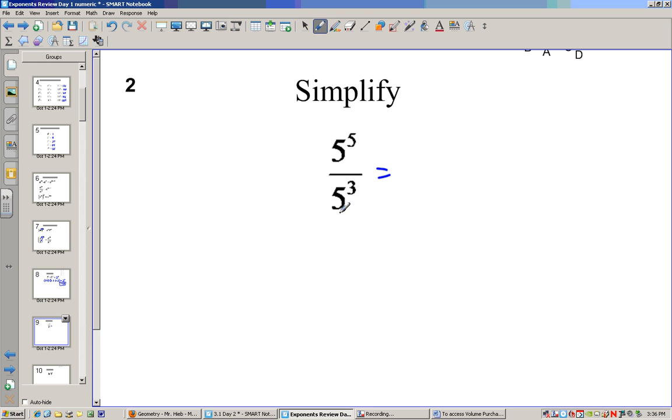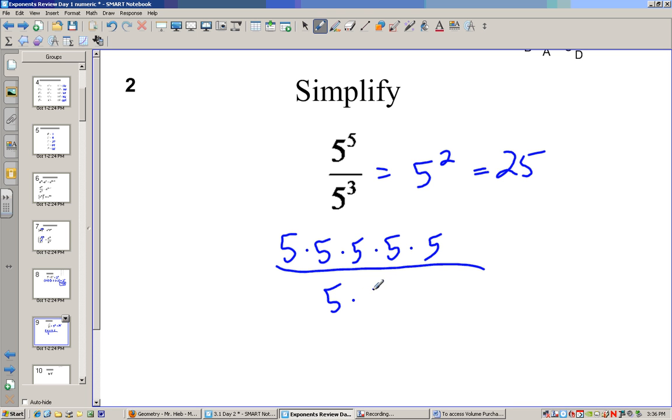5 to the 5th over 5 to the 3rd. From our formula, we're going to take 5 to the 5 minus 3, which is 2, or get 25. And to think about this, if you forget the formula, remember that 5 to the 5th is 5 times 5 times 5 times 5 times 5. And then divide that by 5 times 5 times 5. Now 5 divided by 5 is 1. That's another 1. And that's another 1. So 5 times 5 will be 25.